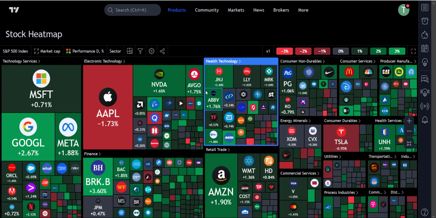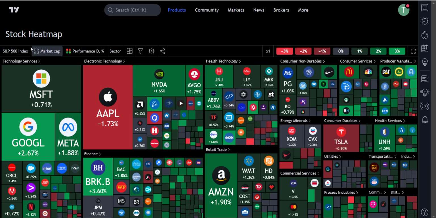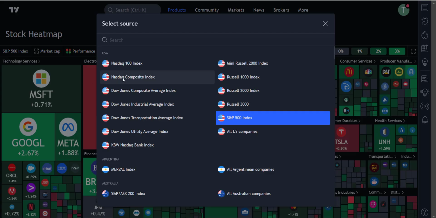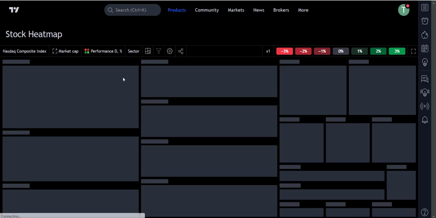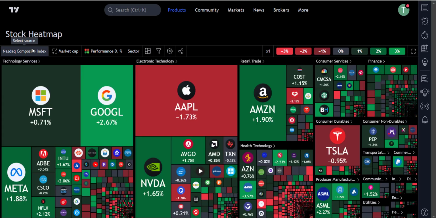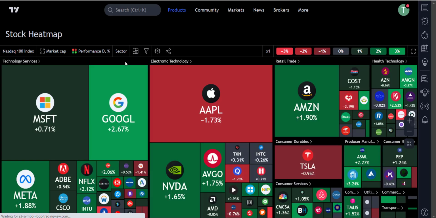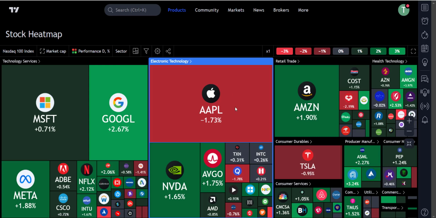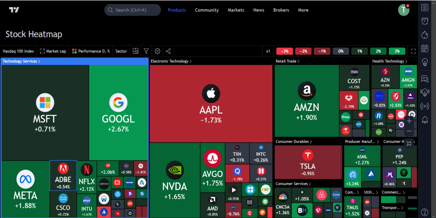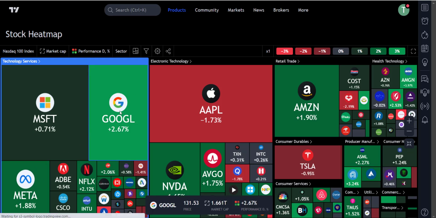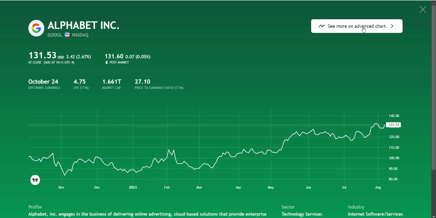So let's go over here. This is the heat map for today. Very interesting. Looking at the S&P 500, maybe we swing over to the NASDAQ composite. Actually, you know what? What really matters, we'll go NASDAQ 100. Get a sense of how technology companies did today. You can see Cisco, Adobe, Meta. We haven't looked at Google in a while. Let's go ahead and take a look at some Google.